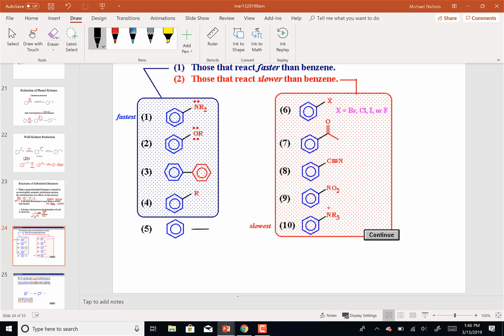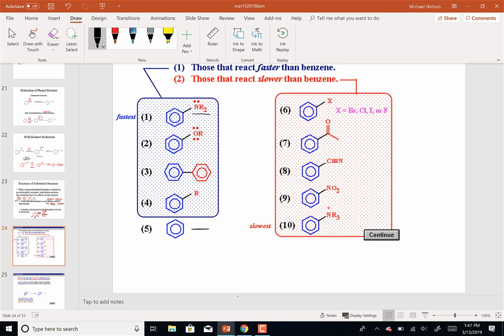If you look at the activating groups, the number 1 is an N, anything with an N and a lone pair. Second is anything with an oxygen and a lone pair. Third is another benzene ring. And fourth is an alkyl group. So those 4 groups all make the benzene react faster.